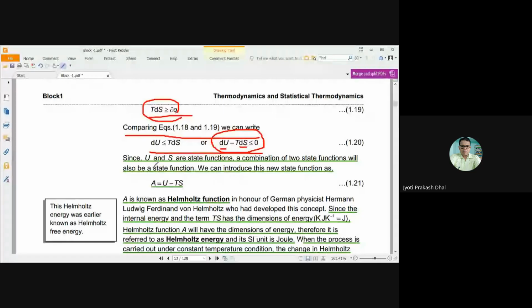Since U and S are state functions, a combination of two state functions will also give rise to another state function. So here we have to introduce a new state function, that is called A, capital A. So the new state function is known as the Helmholtz function, and the symbol of the Helmholtz function is capital A. So from this equation we can write A equals U minus TS. A is known as the Helmholtz function, U equals internal energy, T is the absolute temperature, that is constant, and S is nothing but the entropy.